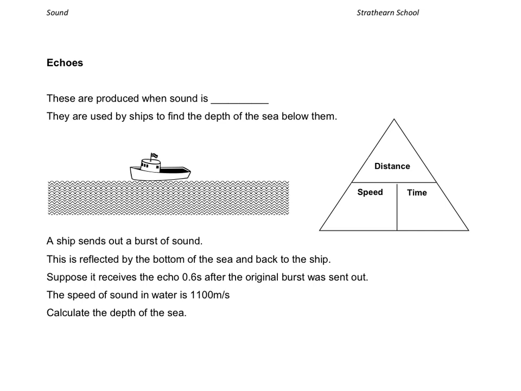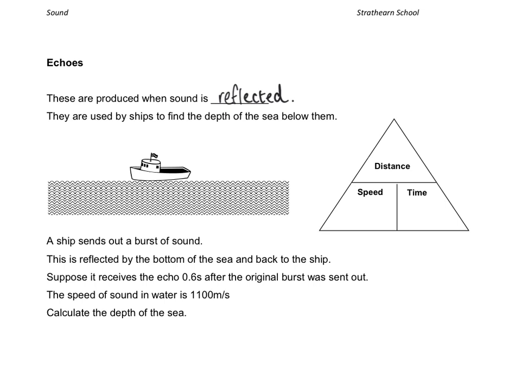And why are echoes produced? Well, echoes are produced when sound is reflected. So if you want to write that in your notes there at the top of page 12, echoes are produced when sound is reflected off a solid object.